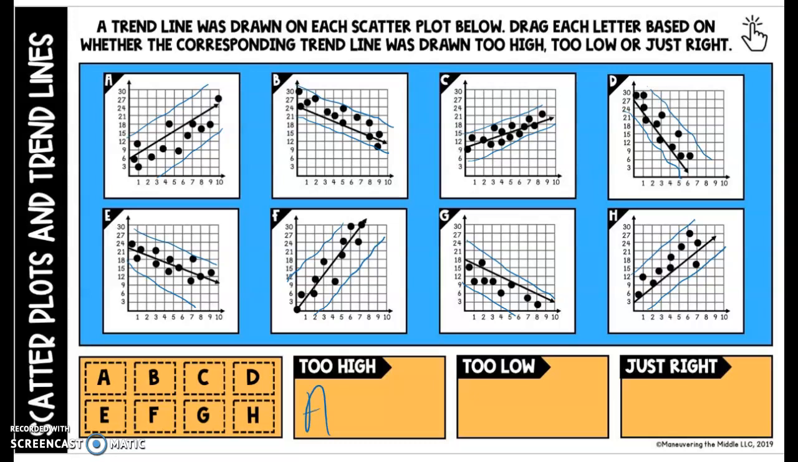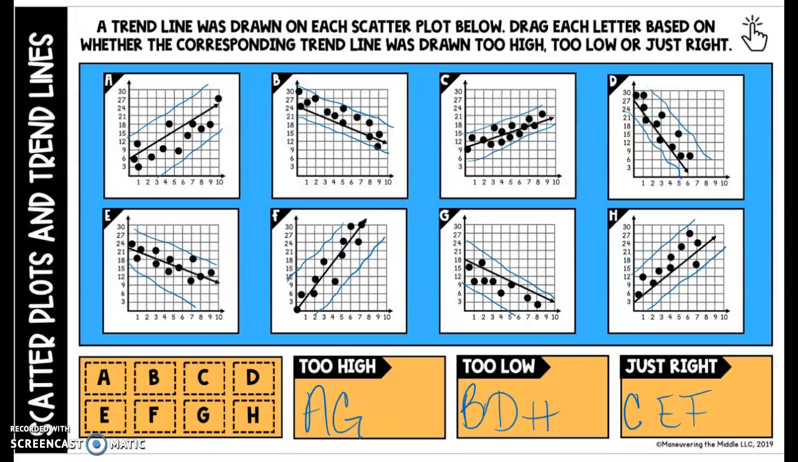For B, that is definitely too low of a trend line. C would be just right. D would be too low. E would be just right. F would be just right. G would definitely be too high. And H is too low.